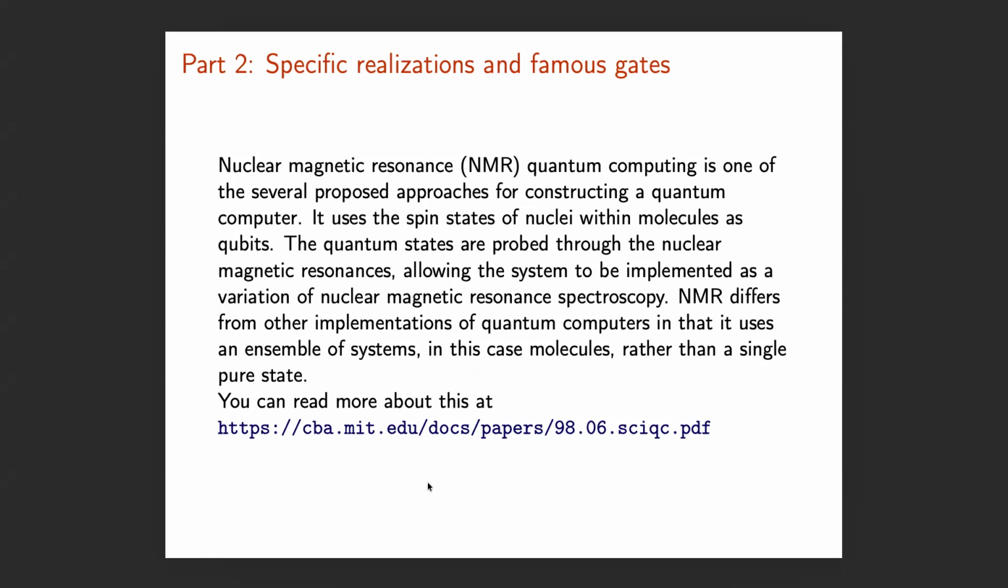So you can think then of these states of the nuclei as having specific excited states with a given spin. And then you use these as qubits. And these states are normally probed through nuclear magnetic resonance. This is a very important technique, and that allows the system to be implemented as a variation of nuclear magnetic resonance spectroscopy.